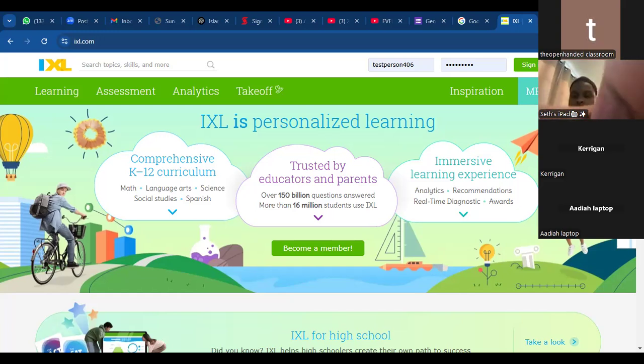Okay. You see the 3 bars? Click on the 3 bars. Okay, I clicked on the 3 bars. You should see learning, assessment, analytics, take off, inspiration, sign in. So yeah, press sign in. Go on the sign in. And then I signed in and then I was in. Okay, what is your username and your password?